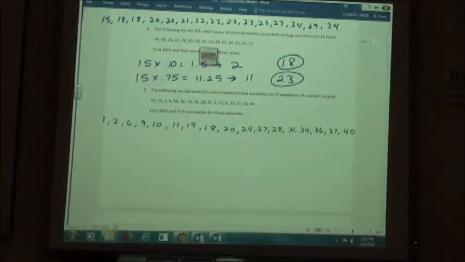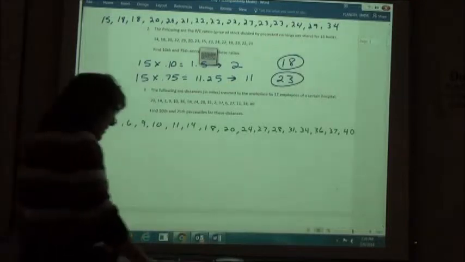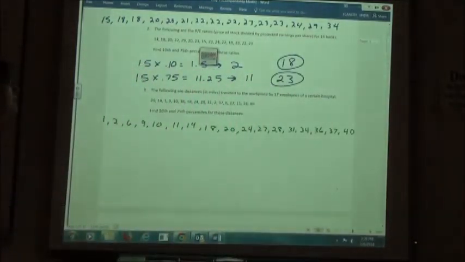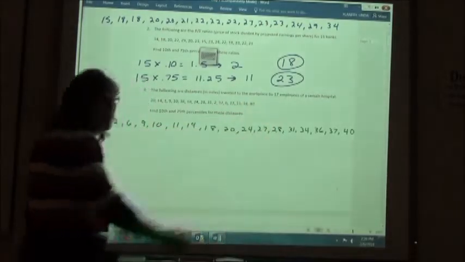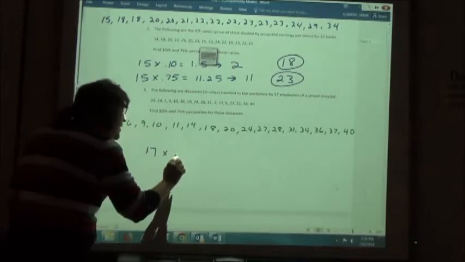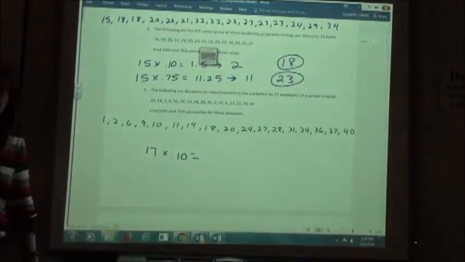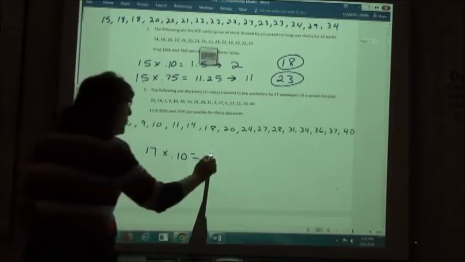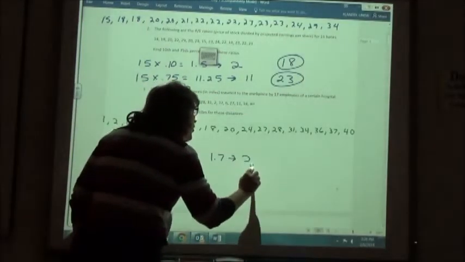All right. Again, this is homework 7. We're going to do the 10th and the 75th percentiles. This time we're working with 17 employees. So if I have 17 and I'm doing 10%, I am going to have 1.7, which rounds off to 2.